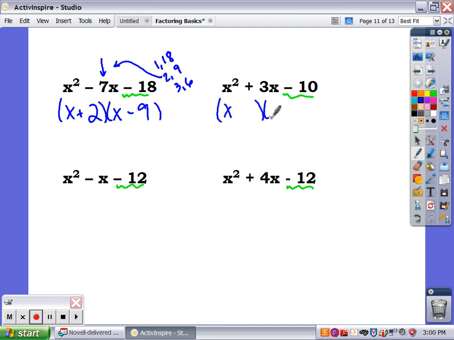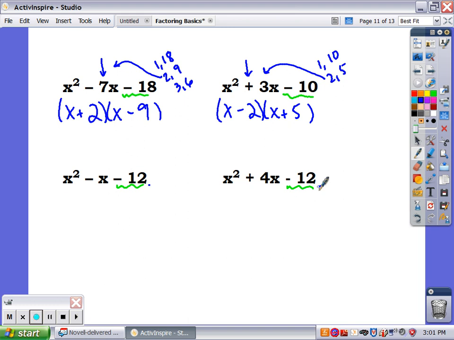Next problem, I'm diving in. There's no GCF. I have x and x. Do I want to work with 1 and 10 or 2 and 5 in order to get that 3? You got it. I need the 2 and the 5. The larger number is going to match the plus sign. I've got it.